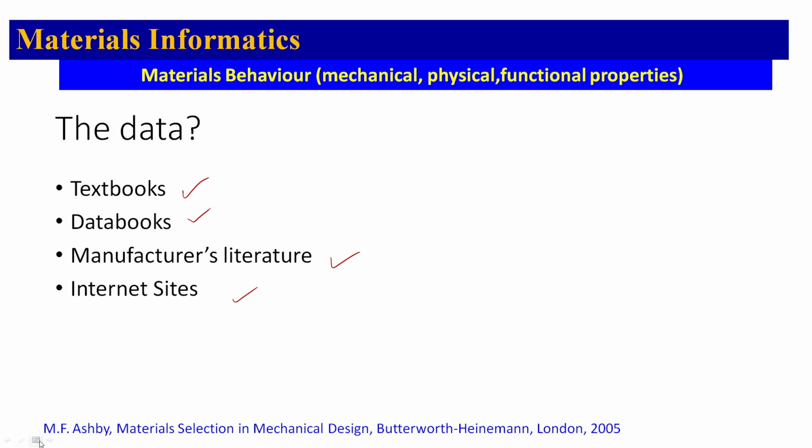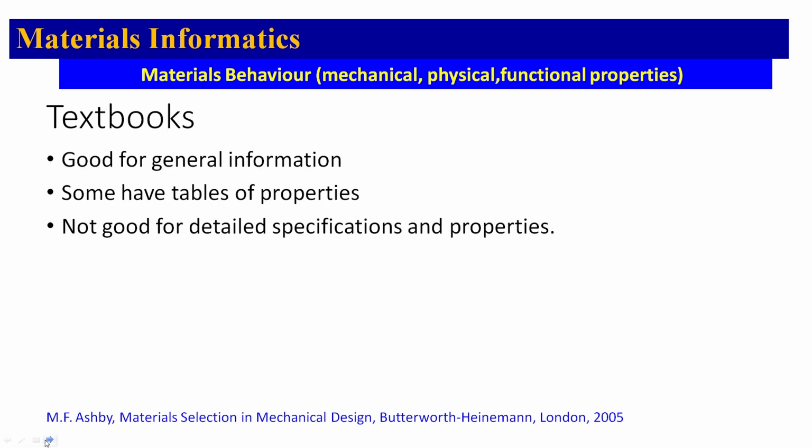So, let us discuss them one by one. Textbooks are good for general information. Some textbooks will provide you tables of properties, like the textbook on mechanical behavior of materials by George E. Dieter, which will provide you tables of some properties, right. But you know, they are not good for detailed specifications and properties, they may give you some ranges of properties. So, therefore, textbooks are good for general information.